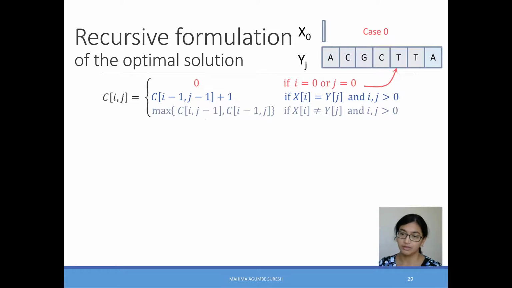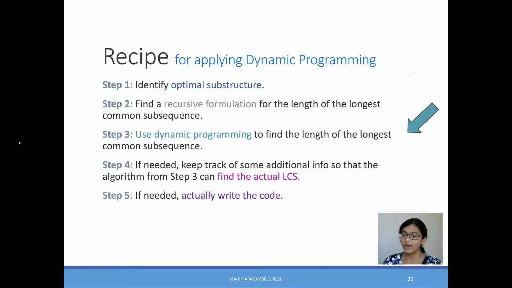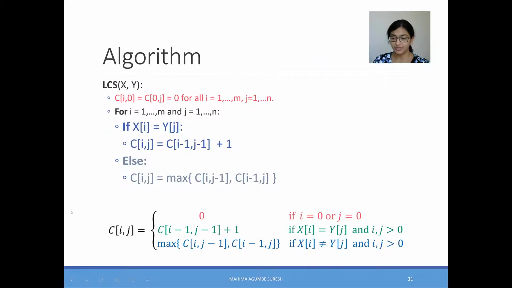That's the base case here: if the length of the strings is 0, in which case your longest common subsequence is 0. Okay, now let's actually use this recursive formulation to use dynamic programming and solve the problem. So the algorithm is pretty intuitive. It basically just uses this recursive formulation that we saw and puts it into a nice algorithm.